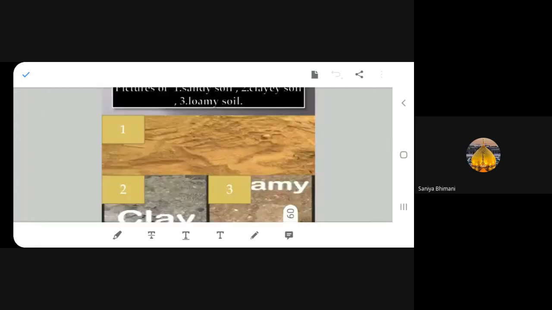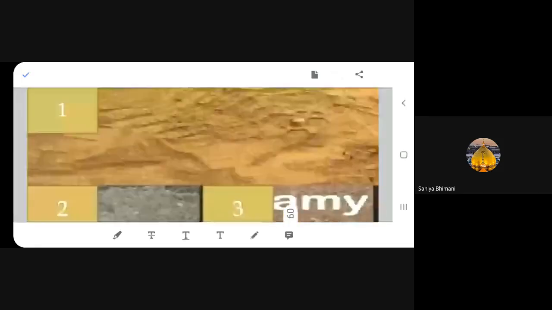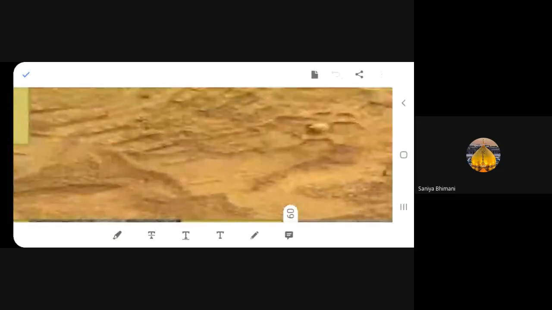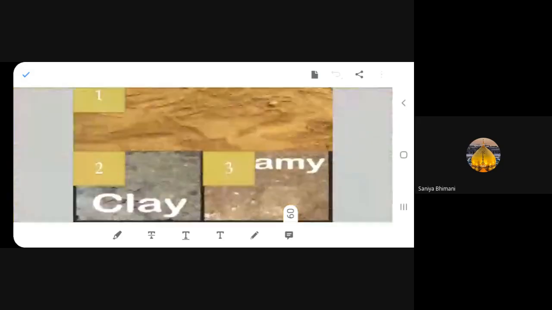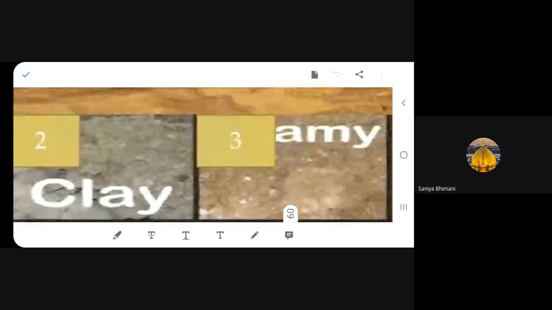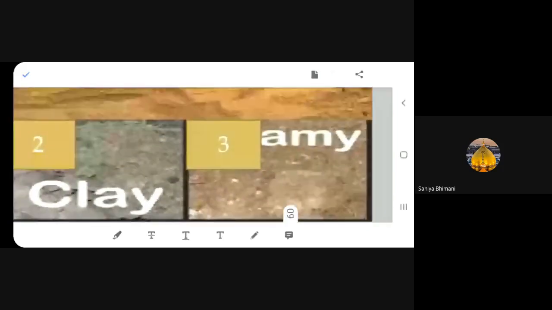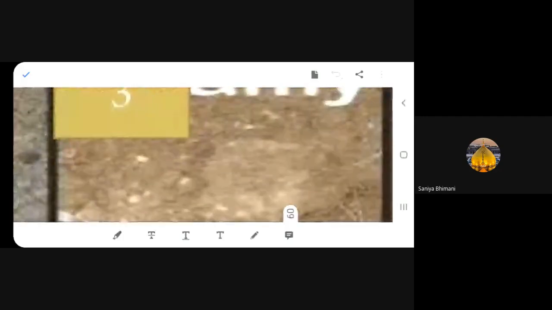See over here, the first one is sandy soil. This is sandy soil. What you get in desert, right? Second is clay soil. Here, this is clay soil. And the third one is loamy soil, a combination of sand and clay. Any problem? No, ma'am.